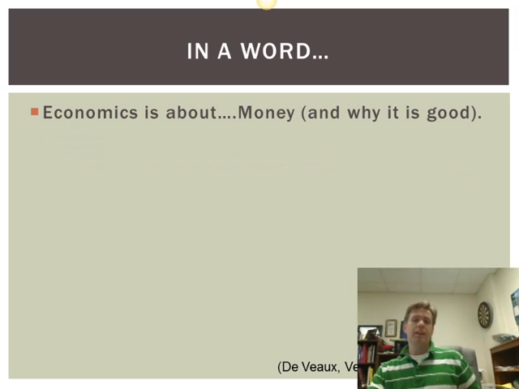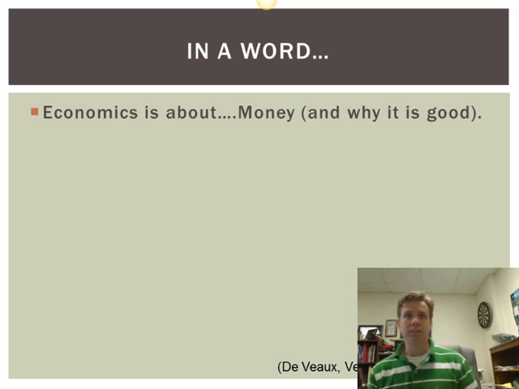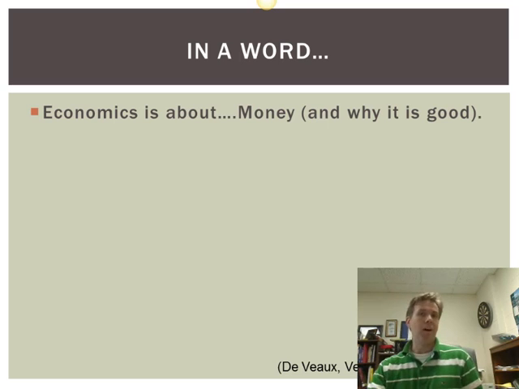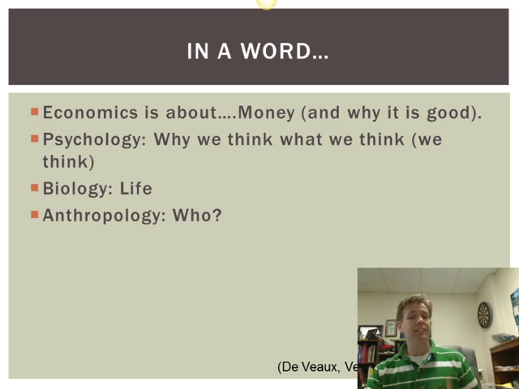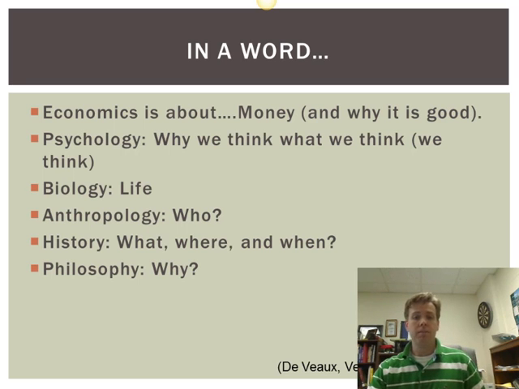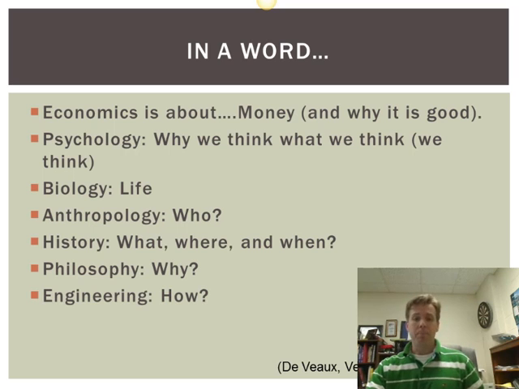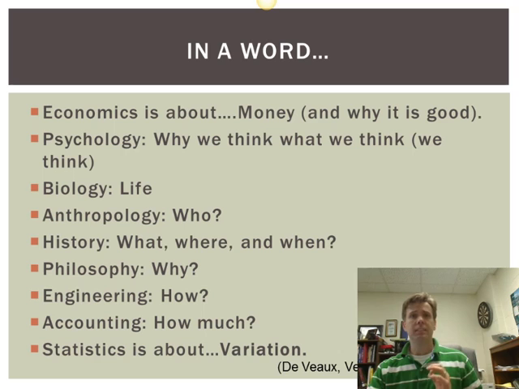A lot of times we like to summarize certain disciplines with one or two words. So economics is about money, why it's good. Psychology, why we think what we think. Biology is life. Anthropology, who. History, what, where, and when. Philosophy, why. Engineering, how. Accounting, how much. Statistics is about variation. Data vary.